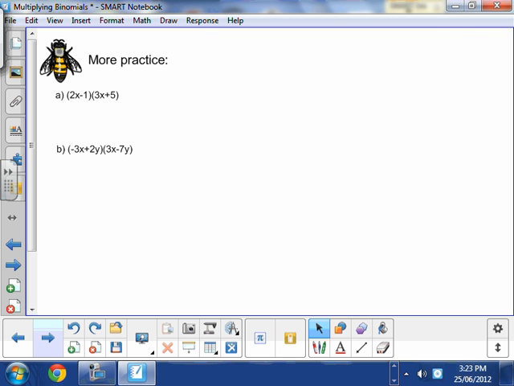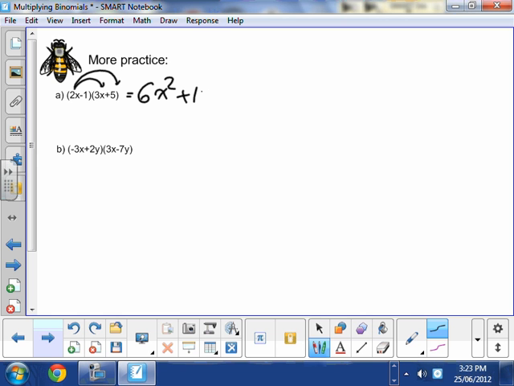Let's get more practice using these two examples. Please help me, tell me what I need to do. So first, take the first term and multiply it with the first term in the second bracket. So 2x times 3x will give us 6x squared. And take again 2x and multiply it by 5. So that will give us 10x.